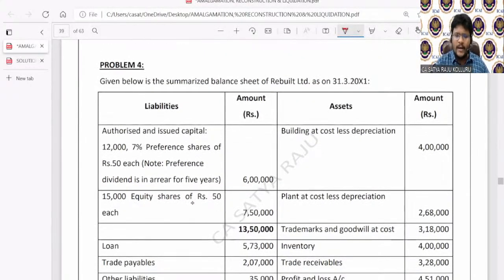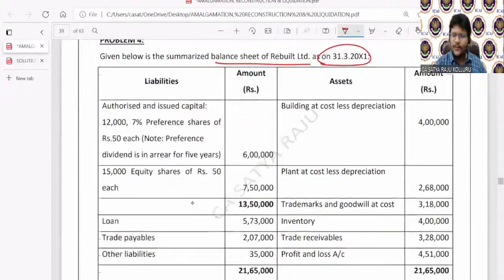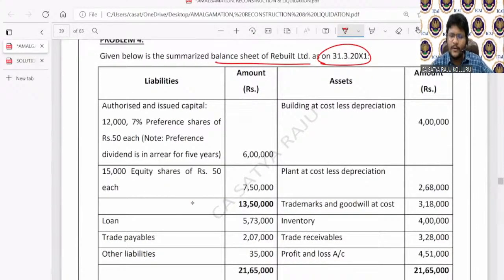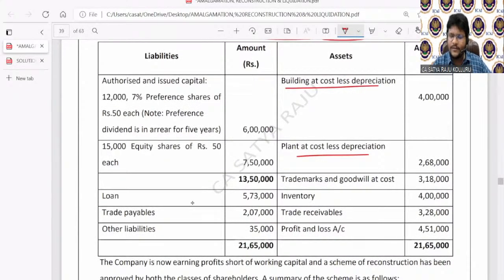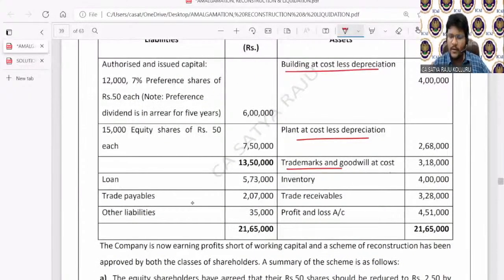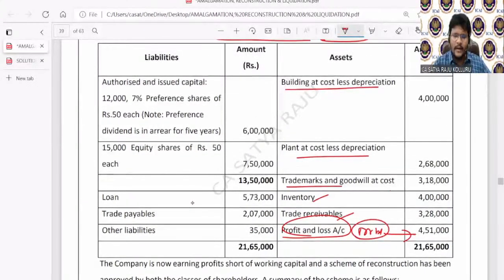Given below is the summarized balance sheet of Rebuilt Limited as on 31st March 2011. So liabilities, assets. First, let me read the assets portion. Building at cost less depreciation, plant at cost less depreciation, trademarks and goodwill at cost, inventory given, trade receivable given, profit and loss account is the debit balance, guys. Here 4,51,000 is there. If you observe under liabilities, authorized share capital is separately given, which is 6 lakhs.